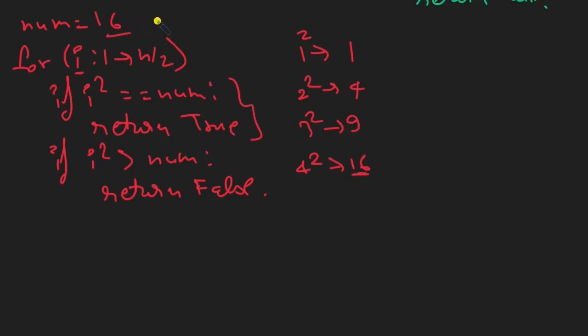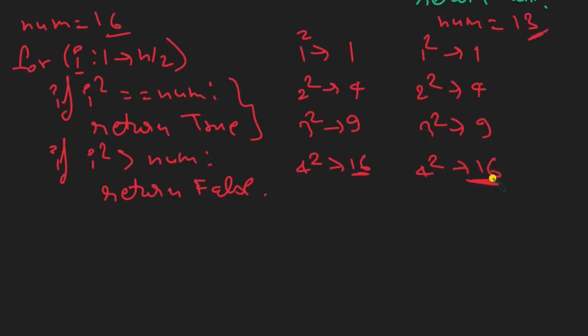Let's take one more example. Num is equal to 13. Then 1 square will be 1, 2 square will be 4, 3 square will be 9, and 4 square will be 16. But 16 is greater than 13, so this condition will get satisfied and we will return false here. Therefore, num equal to 13 is not a perfect square.